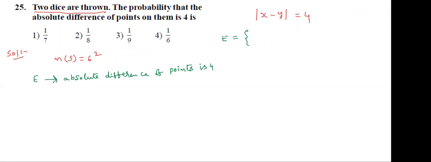So I am going to write 1 comma 5, since modulus of 1 minus 5 is 4. Next 2 comma 6. Next 6 comma 2. Next 5 comma 1. N of E, how many possible? Only 4.